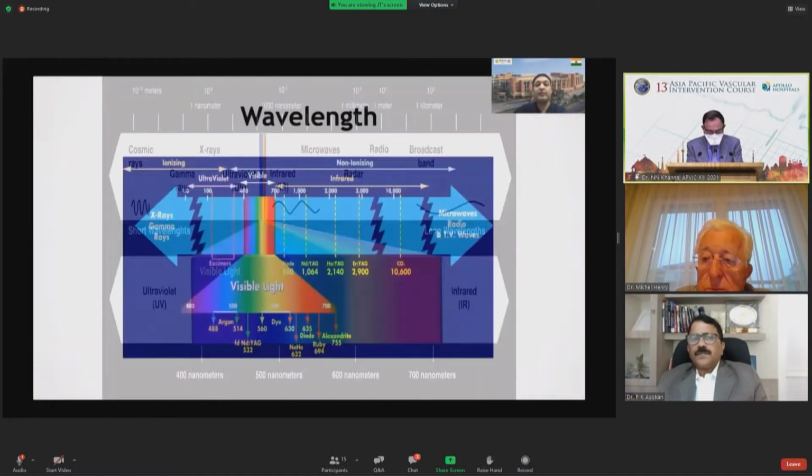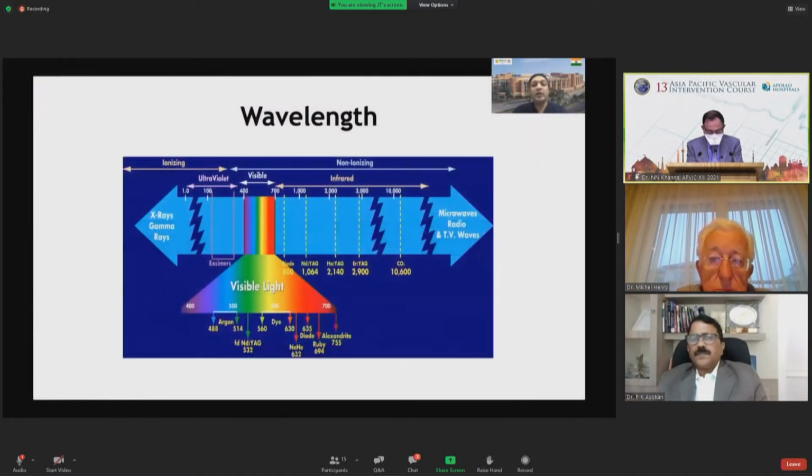I'm going to go into detail a bit more. When you divide this further, when you look into the visible light, look into that.